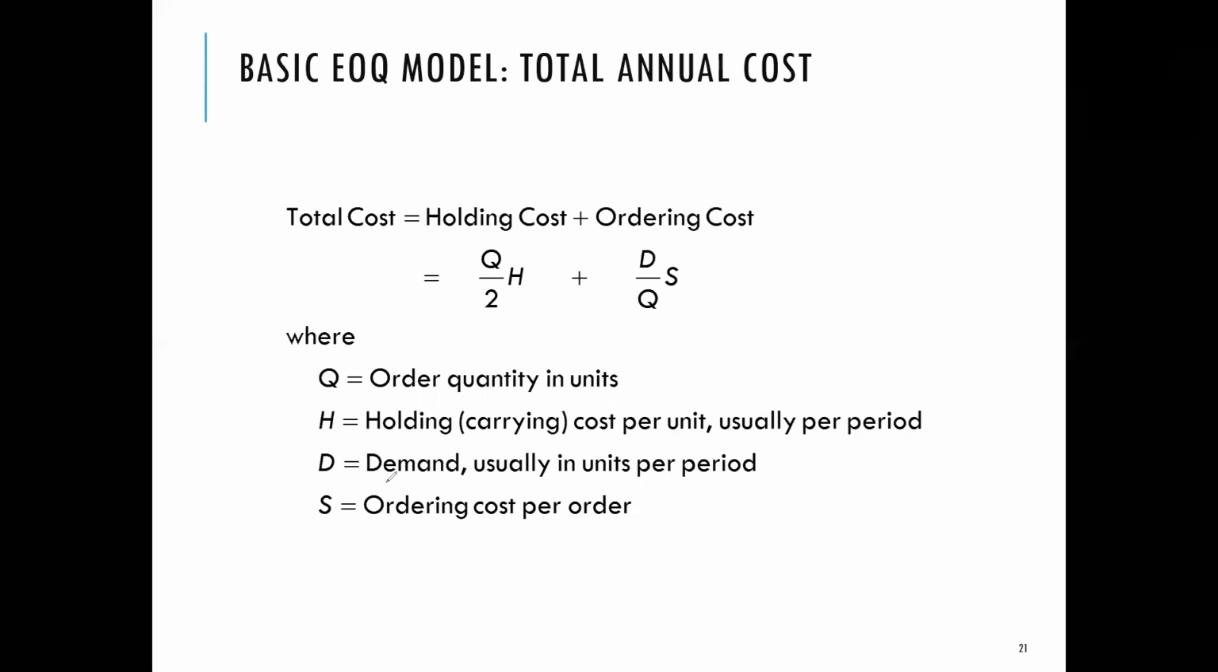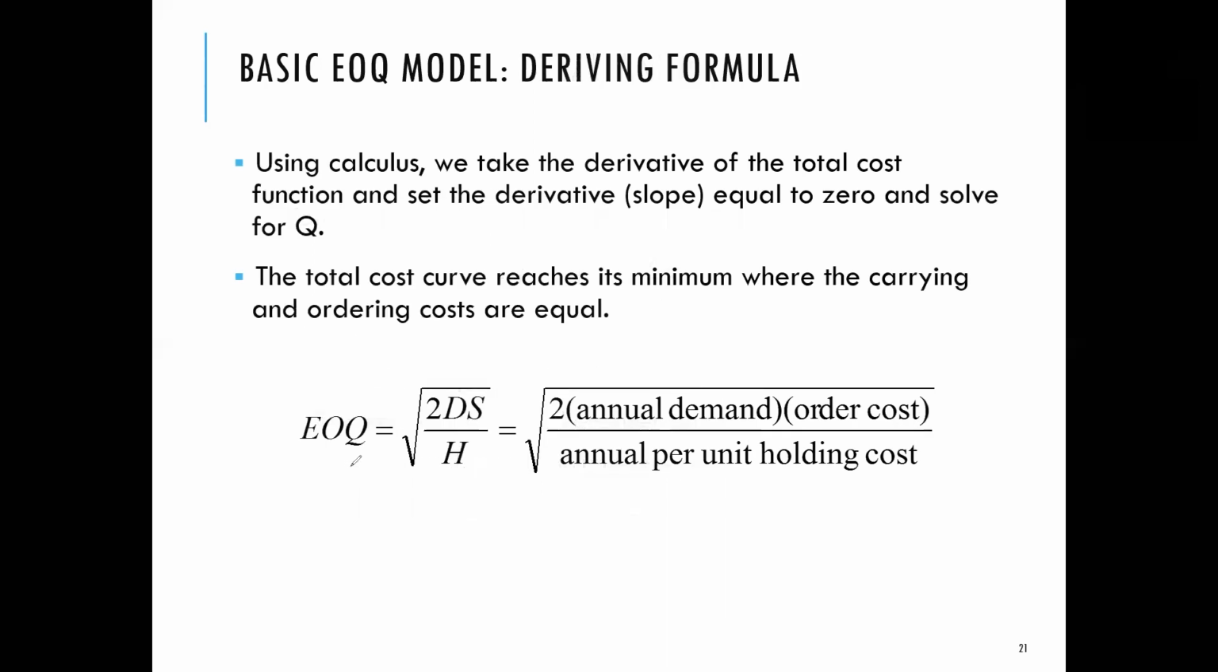And usually it's the annual demand. But if the period is defined differently than a year, then obviously you'll have to use a different period length. So using calculus, we take the derivative of the total cost and set the derivative to 0 and solve for Q. The formula for EOQ comes out to be the square root of 2DS by H. Now, how do we get this?